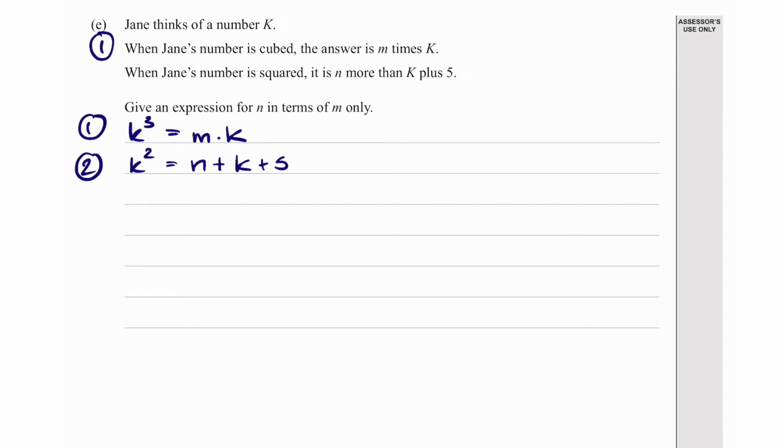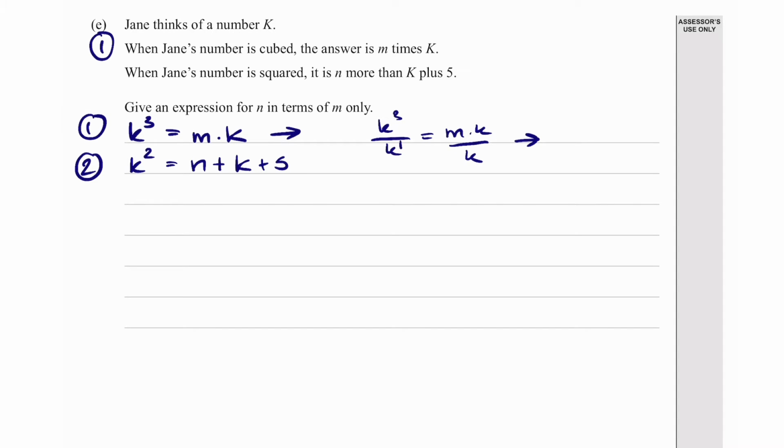So we've got two equations and we want to find an expression for n in terms of m. So that means we need to get rid of our k's. So how are we going to do that? Well, you can see we've got two equations here, so we're probably going to want to use some form of simultaneous equations. So what I'm going to do first is simplify this equation. So I'm going to divide both sides by k. So I'm going to get k cubed divided by k is equal to m times k divided by k.